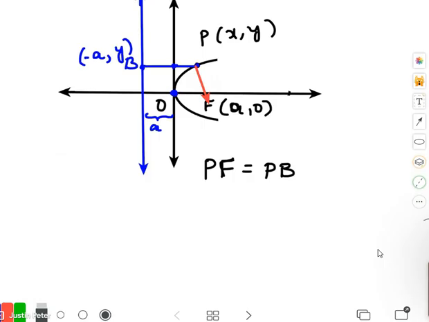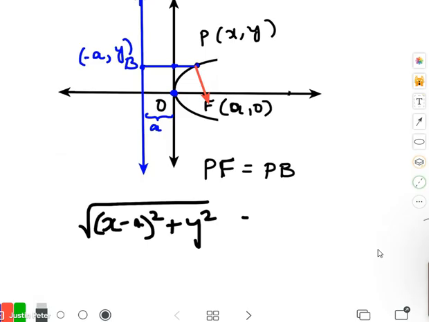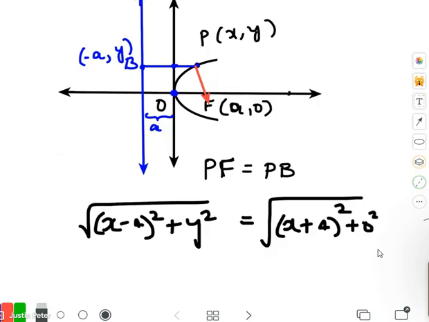PF is what? The square root of (x minus a) the whole square plus y square, isn't it? And PB will be the square root of (x plus a) the whole square plus y minus y, that is 0. Right? So what if we square both the sides?